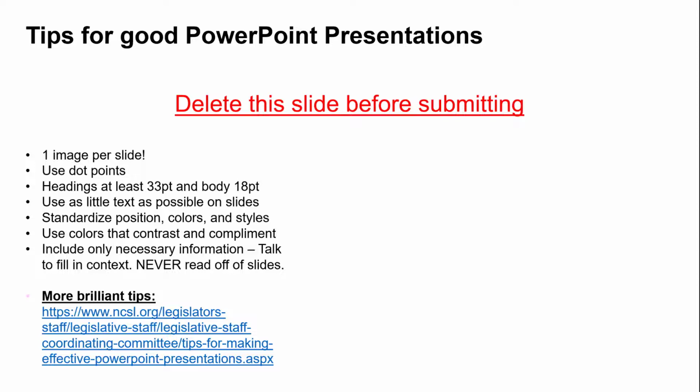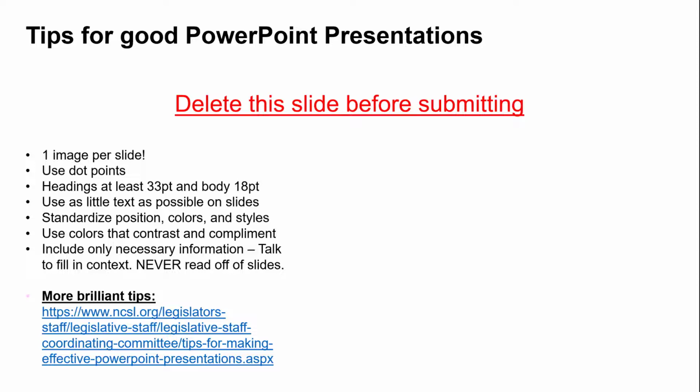Next, use dot points. Never use big body text on PowerPoints. It just never works. Headings should be at least 33 point, and body text should be at least 18 point. This PowerPoint template is already set up like that for you, so you don't have to worry about that. Use as little text as possible on your slides. That kind of goes without saying, and that relates to the dot points as well. You do not want big blobs of text. You want to minimize that text as much as possible.